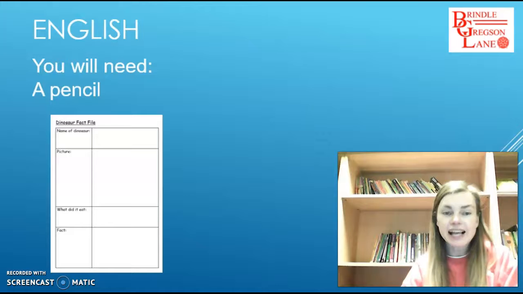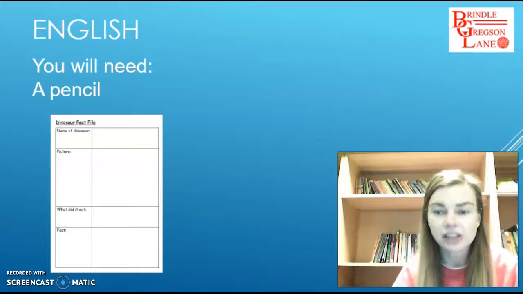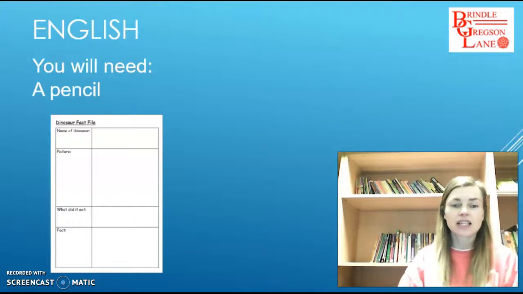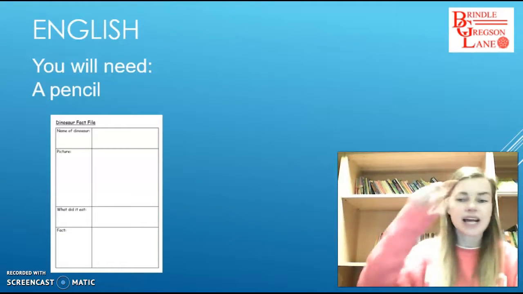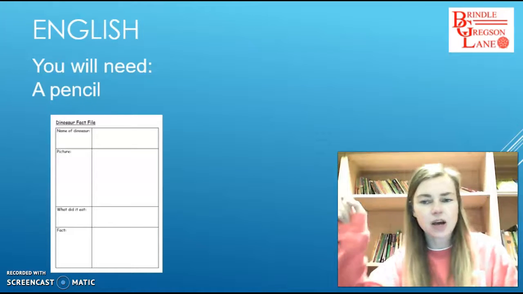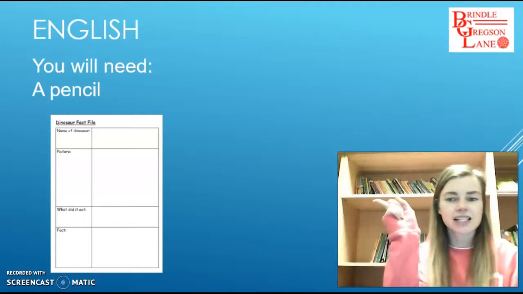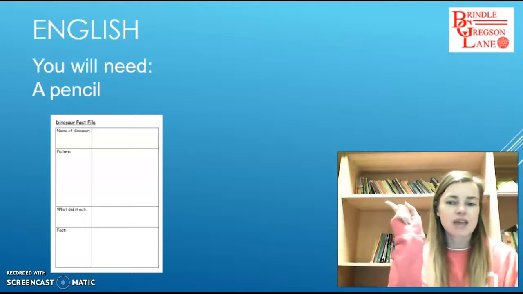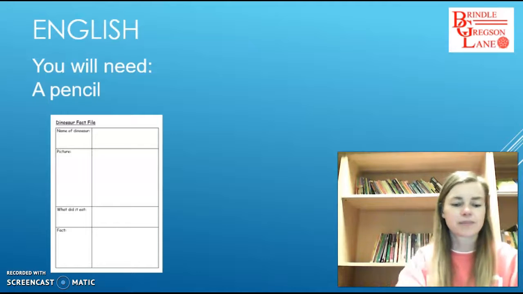So for today's lesson you will need a pencil and the sheet from your pack that you can see on the screen. It's the one that says dinosaur fact file at the top and looks like that. So if you just want to pause me and get those things ready now please.